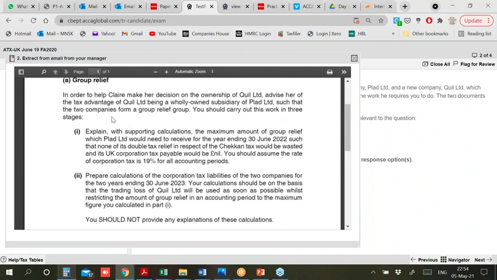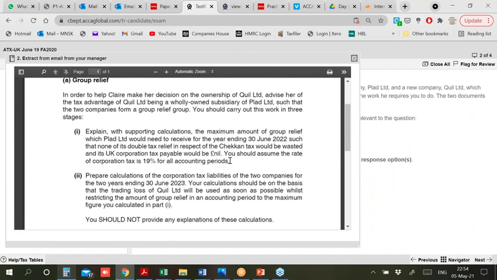So now, to answer this requirement, I have to answer three things. Explain with supporting calculations the maximum amount of group relief which P Limited would need to receive for the year ended 30th June, such that none of its double taxation relief in respect of CK would be wasted and its UK tax payable would be nil. You should assume the rate of CT is 19% for all accounting periods.